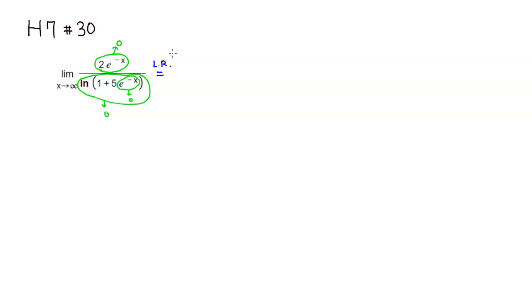So you have a limit as x approaches infinity. If you take the derivative of the numerator, the 2 was already there, and the derivative of e to the negative x is negative e to the negative x, so we're going to have the negative sign there. The derivative of the denominator: whatever is inside the natural log, put it on the bottom, so 1 plus 5 e to the negative x.